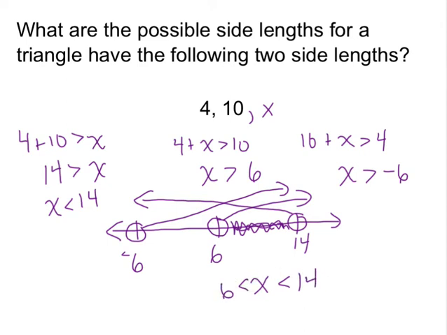This is always going to work if you add together the two sides. Oops, not x, 4 I meant. And subtract the two side lengths. So it will always work out that if I subtract the two side lengths, I get the smallest my other side can be. If I add the two side lengths, I get the largest it can be. And remember, it's a strict inequality, meaning x has to be bigger than 6. It can't be equal to 6. And x has to be smaller than 14. It cannot be equal to 14.